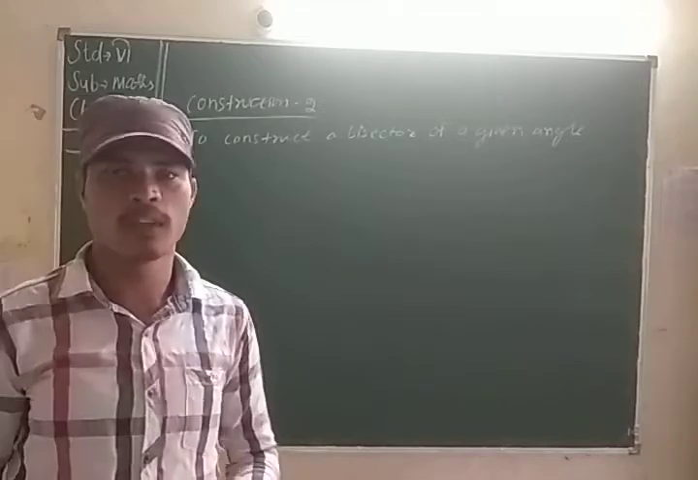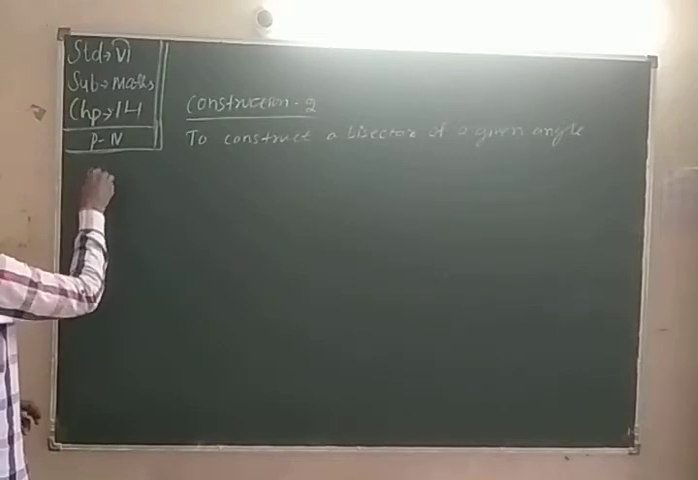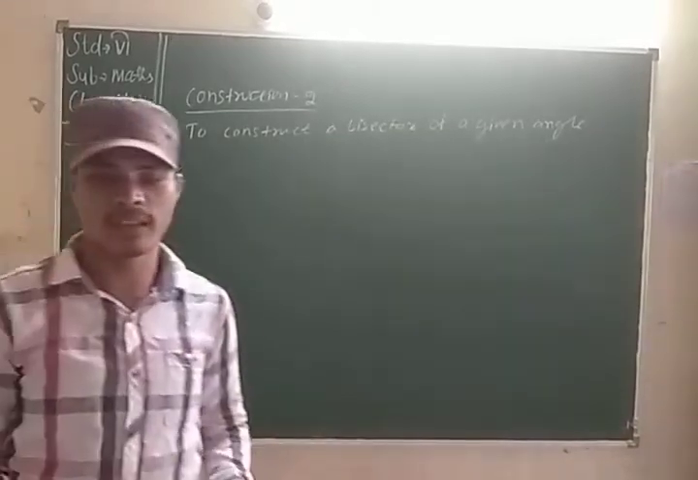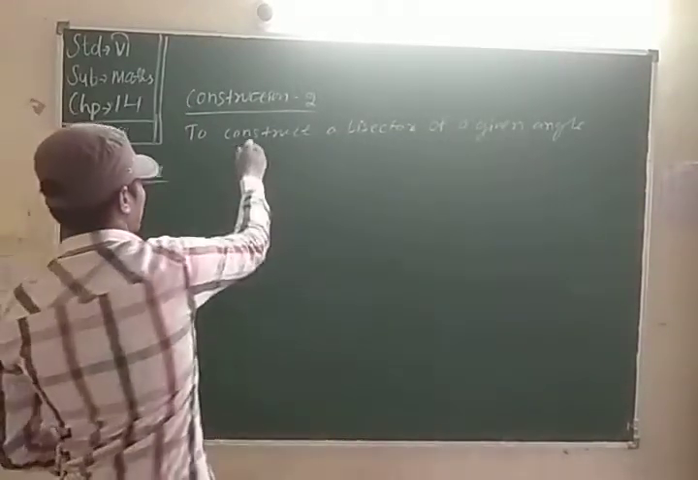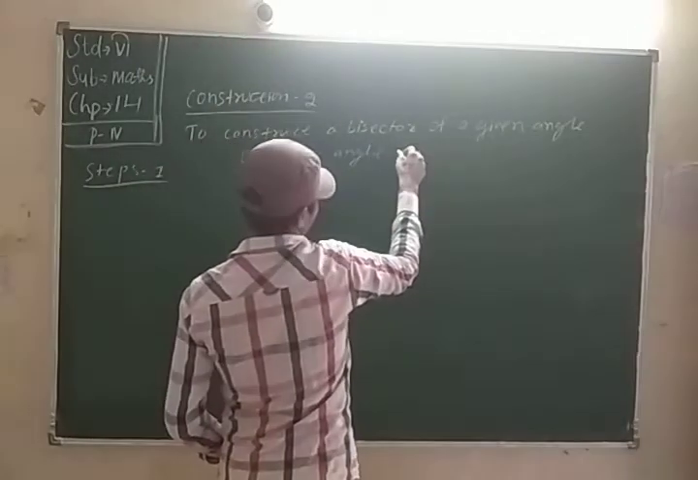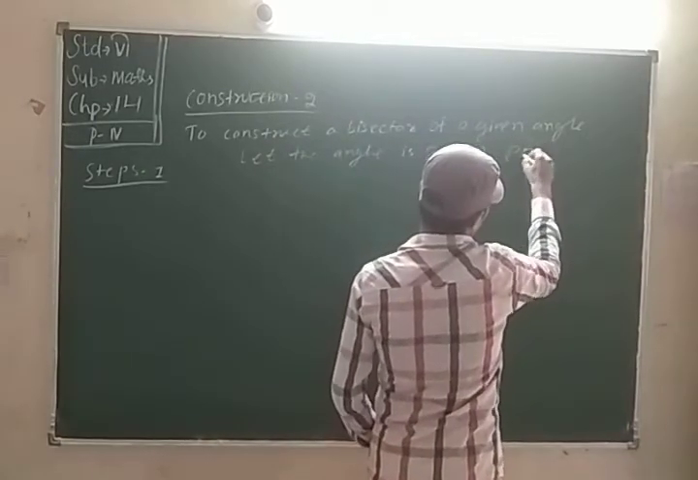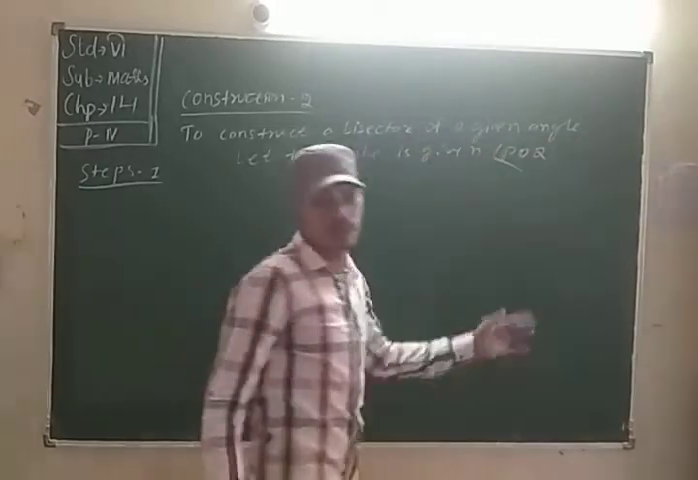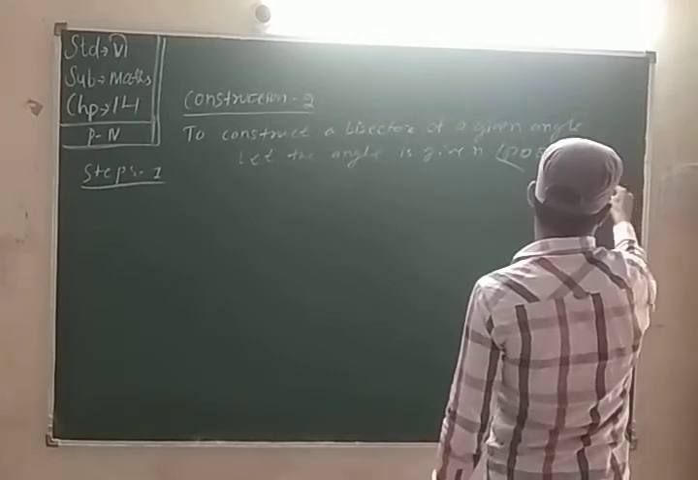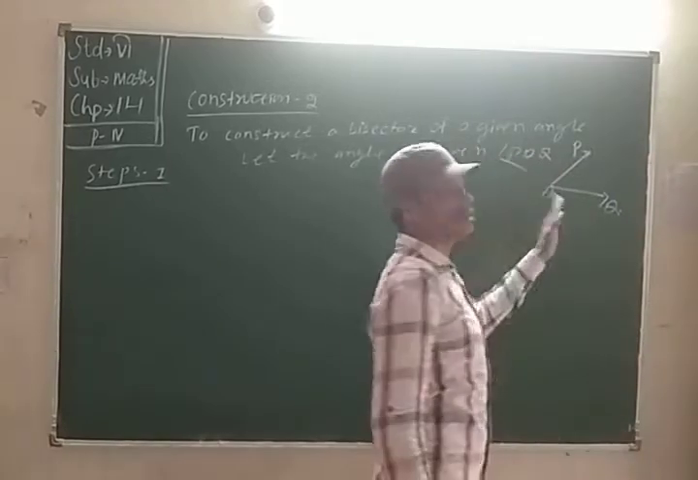First we know about the steps. Suppose one angle is given, then how can we bisect the angle? First, step 1. Let the angle POQ be given. Here is the angle POQ, the given angle.